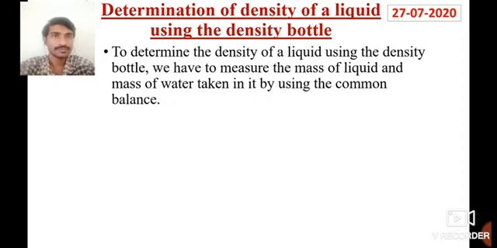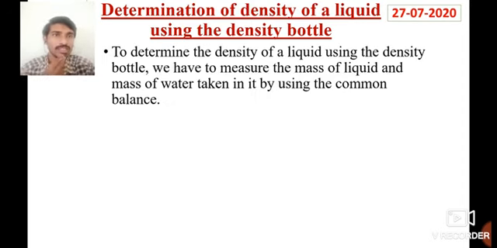Now we will move on to the activity for determination of the density of a liquid using a density bottle. Previously we studied how to determine the density of an irregular solid using a Eureka can and a measuring cylinder. But here we are finding the density of a liquid using a density bottle.